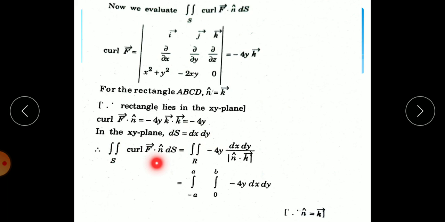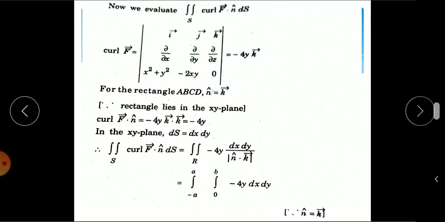So the double integral over R of curl f vector dot n cap dS is minus 4y, into dS, which is dx dy divided by modulus of n vector dot k vector. Before the Stokes divergence theorem we have seen the formulation like this, so we have introduced it here. The region R is given in the question: x varies from minus a to plus a, and y varies from 0 to b.